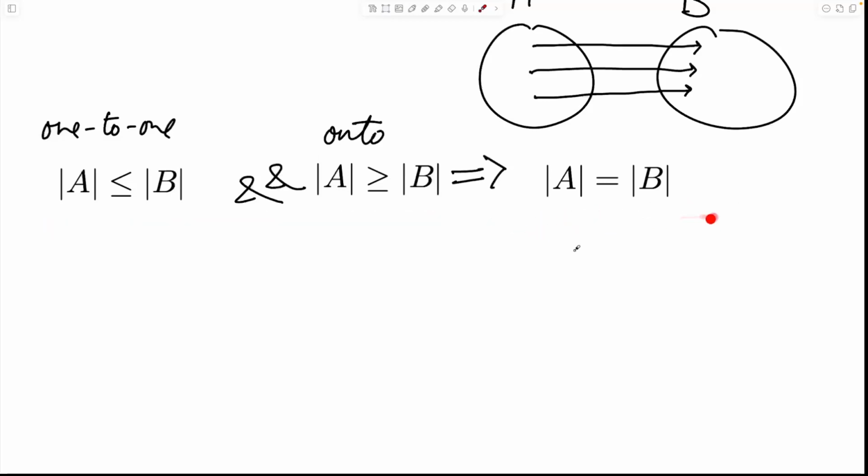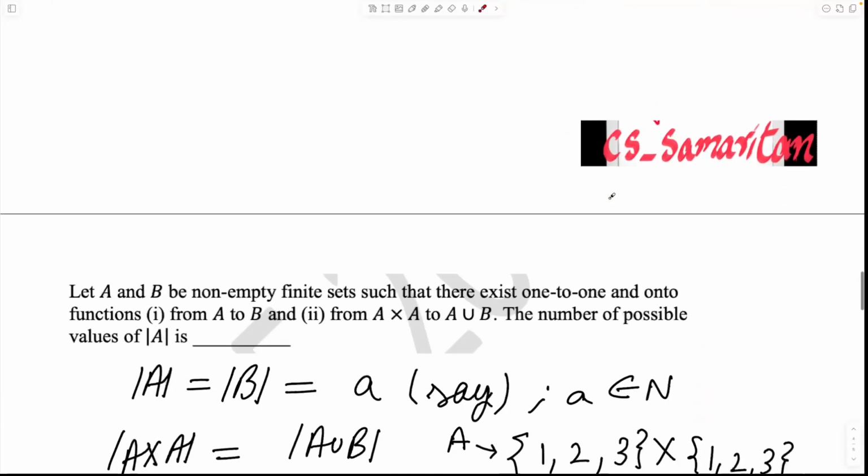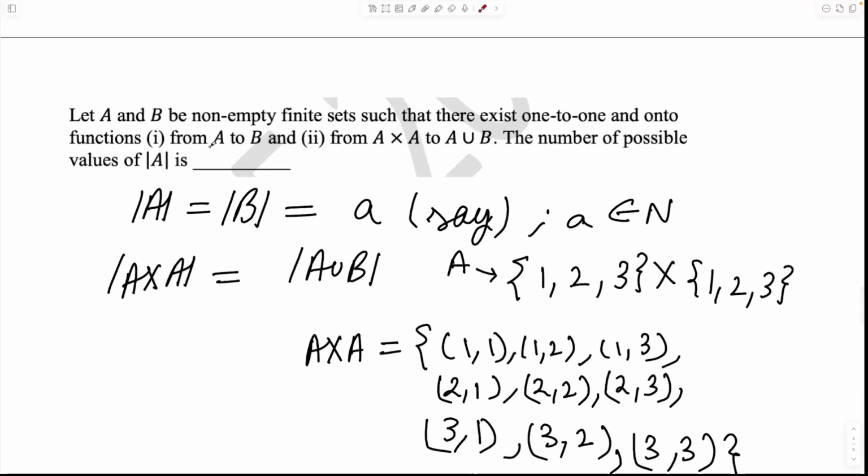That is the thing that they are trying to tell us, right? With that understanding, if we were to apply it to this case, A to B, then the size of A is equal to size of B, right? And for A cross A union B, we have the size of this is equal to this, right? I've assumed here the size of A and B is represented by A, right?